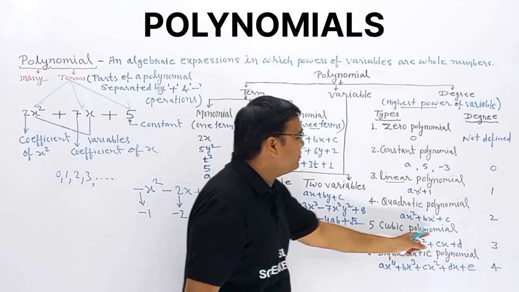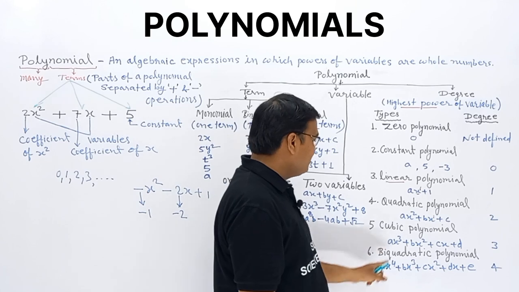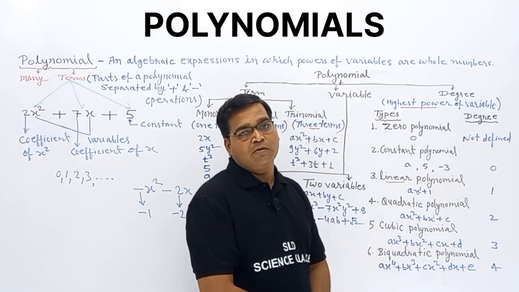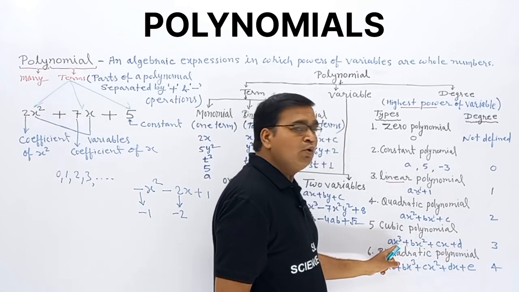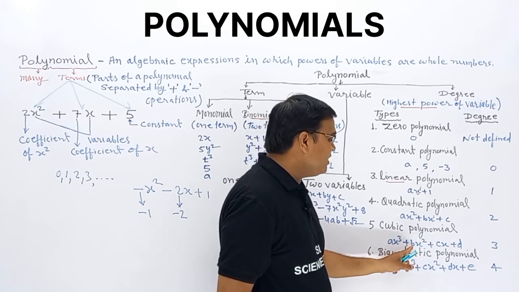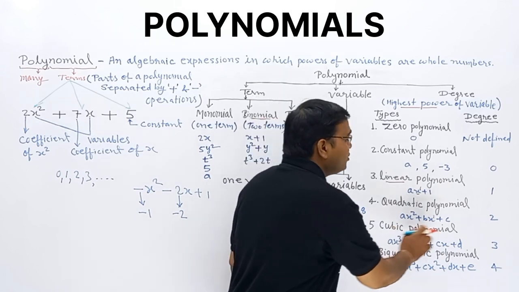Now next one, cubic polynomial. This is the general expression of the cubic polynomial, in which x is the variable and a, b, c, d are what? Constants. This d is the constant term. The x³ coefficient is what? a, the x² coefficient is b, the x coefficient is c. Clear?